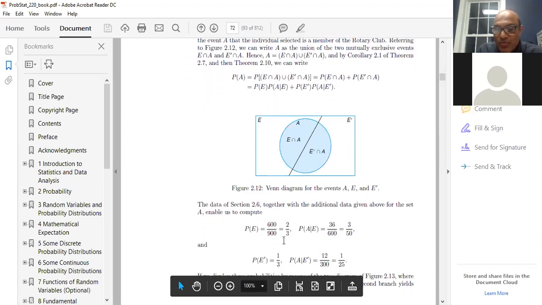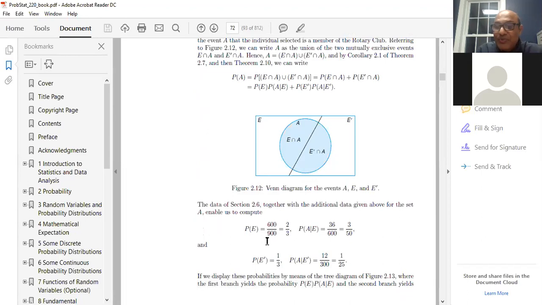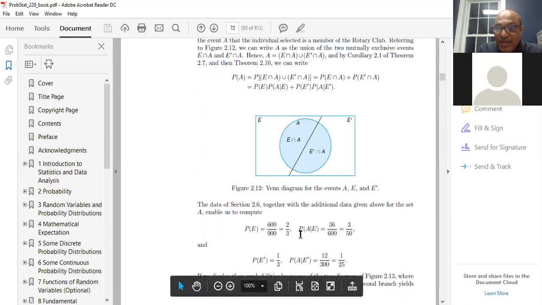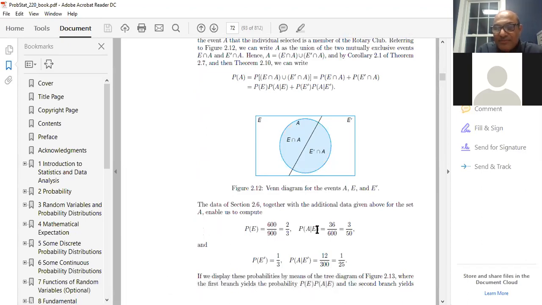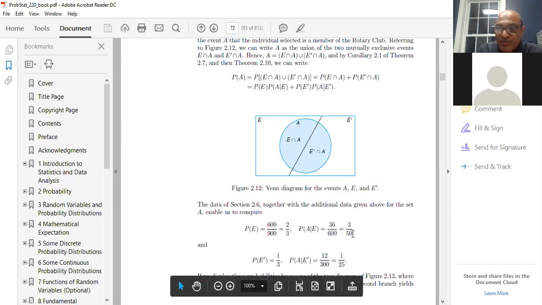So that's what we are looking for, the total probability. Suppose, as I told you, the total number of employed is 600 divided by 900, from the previous section example on page number 63. Now if I ask you to find the probability that a person who is chosen is a member of the Rotary Club, given that he is employed, that means just this part, inside this circle, the left side of the line, and that is given as 36. So 36 out of 600, that is 3 over 50.